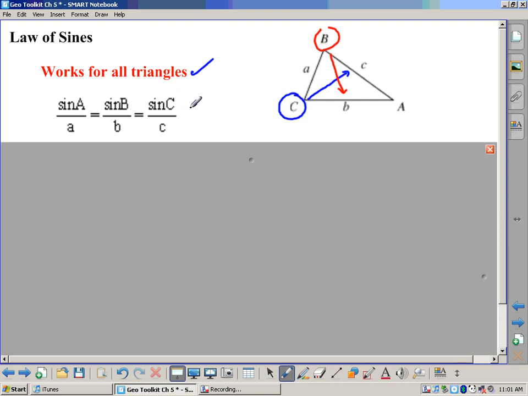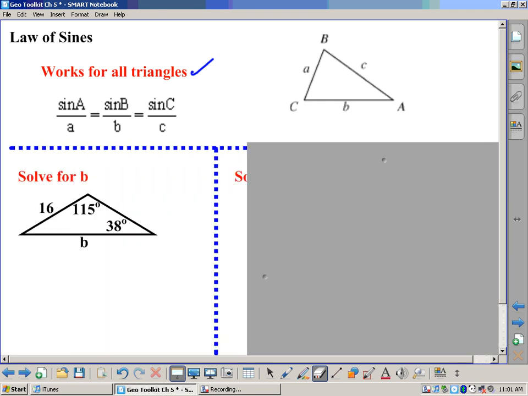And so we can use this to find missing angles in triangles, also missing sides in triangles, and these are triangles. They don't have to be right triangles. They can be any triangle whatsoever. So we're going to do an example here of what that would look like right now. So go ahead and copy down this triangle right here.